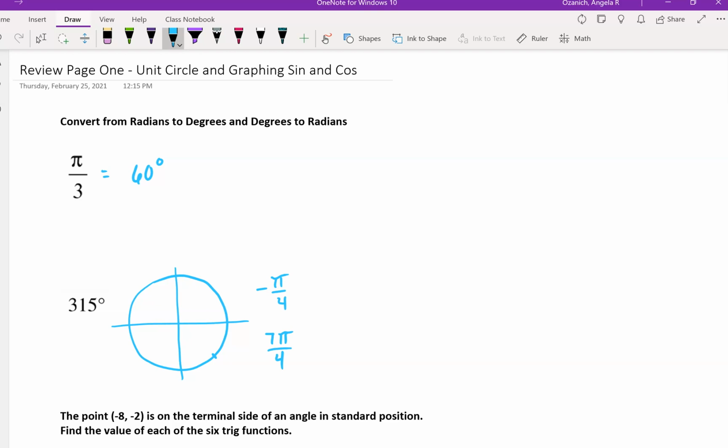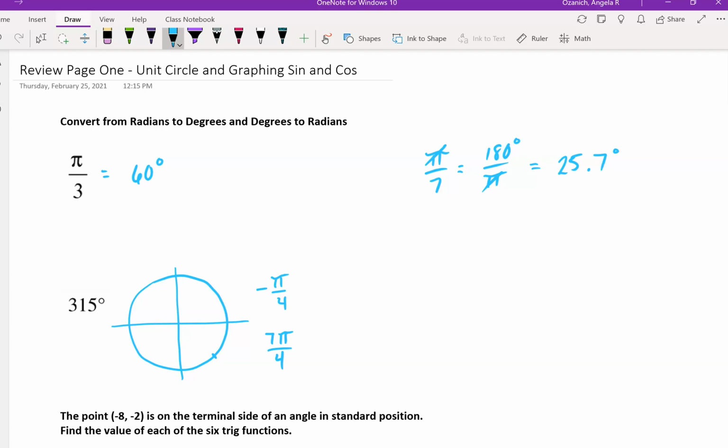And if we don't have nice stuff on the unit circle, you can also take something like pi over 7 and convert it, remember, by multiplying it by 180 over pi. Okay, so pi values would cancel, and in this case, let me get my calculator out. 180 divided by 7. So that would end up being about 25.7 degrees.